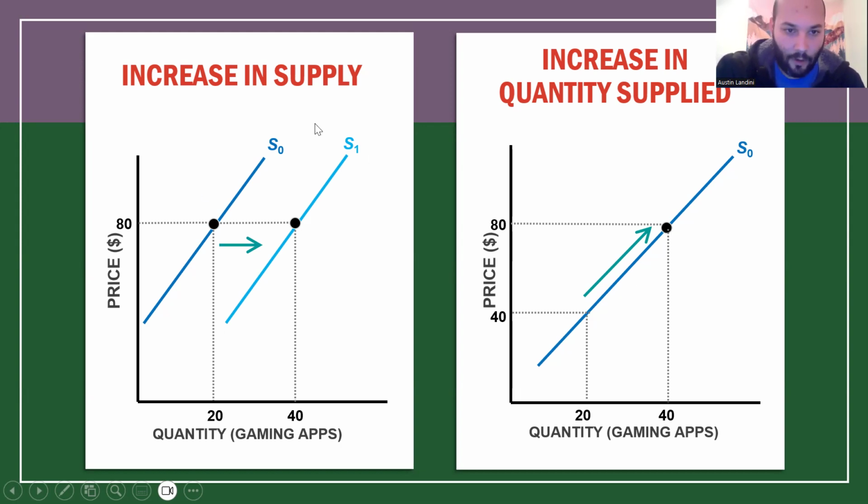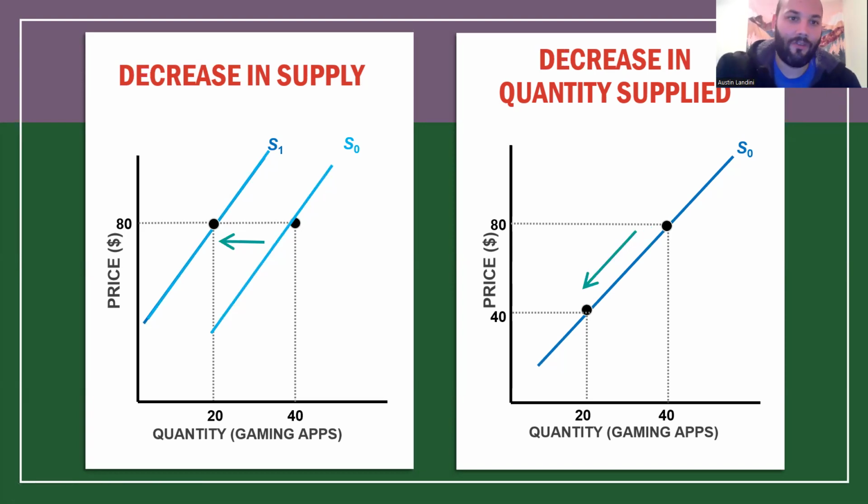Over here in the left panel, we're looking at an increase in supply. And once again, as I said in the demand video, an increase in a curve is always going to be to the right towards higher quantities. So what's this showing us? It's showing us that at any given price, $80, for example, there is a higher quantity supplied now at this new supply curve S1 than were supplied here at S0.